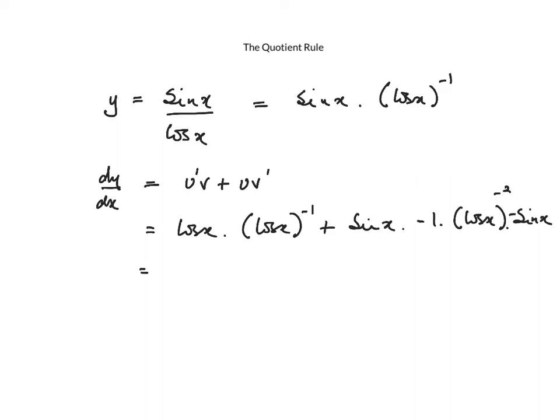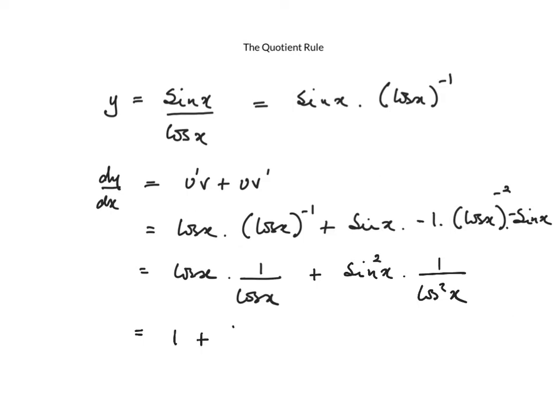So what we have then is cos x times 1 over cos x, those two will cancel. Then we have the two minuses cancelling. And we've got sine squared x times 1 over cos squared x. That should be a square. So that's 1 plus tan squared x.